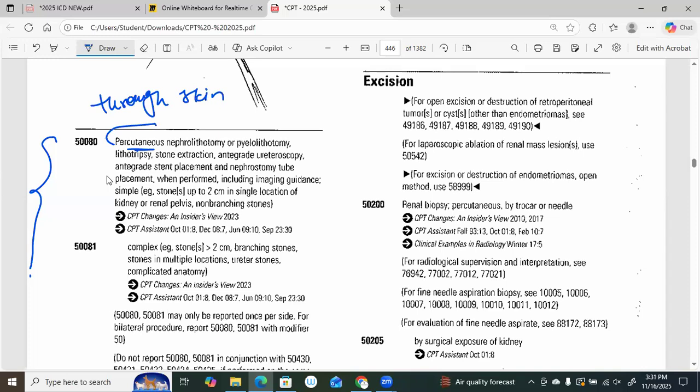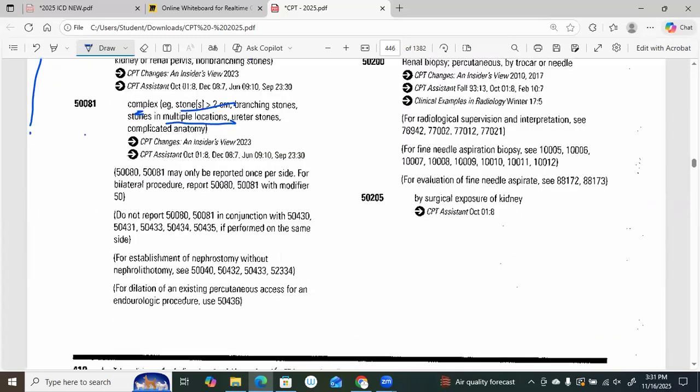So, through the skin means removal of stones. We just have two codes here for the percutaneous approach, and these two codes are based on the size of the stone. If it is up to 2 centimeters, we are going to bill 50080. If it is complex, that is stones in multiple locations or larger than 2 centimeters, we are going to bill 50081. With the percutaneous approach, we can bill fluoroscopic guidance as an additional code if it has been performed in conjunction with the nephrolithotomy. So this is the percutaneous approach. Earlier we studied the open approach.